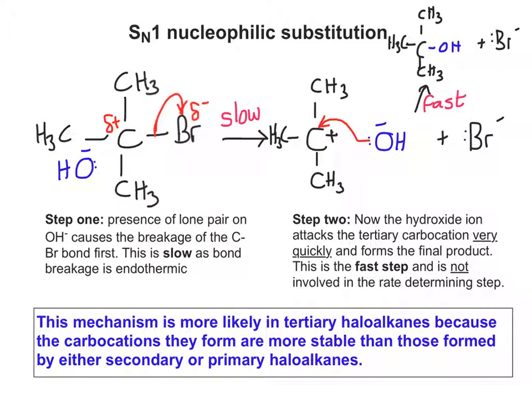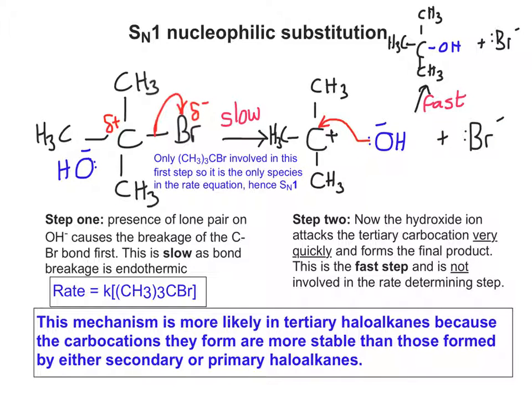So I've completed the mechanism at the top, so you can see the slow rate step and the fast rate step. If we look at the rate equation, only (CH3)3CBr is involved in this first step, because that's the slow step, that's going to be the rate determining step. So it's an Sn1 process, because there is one molecule involved.